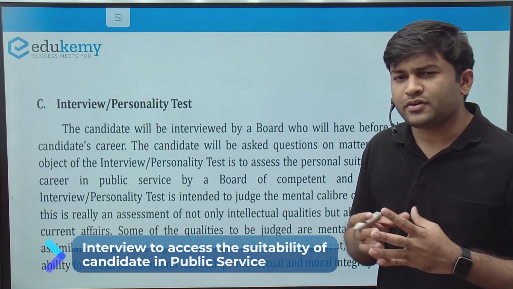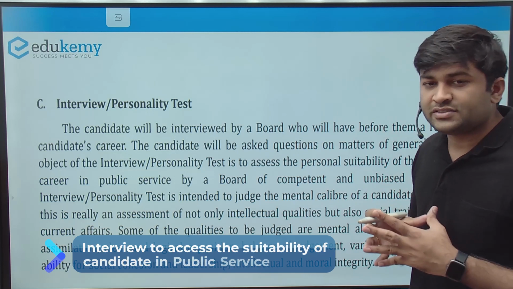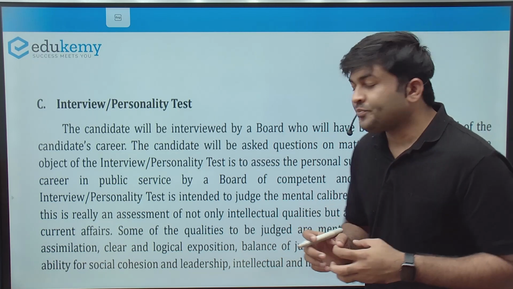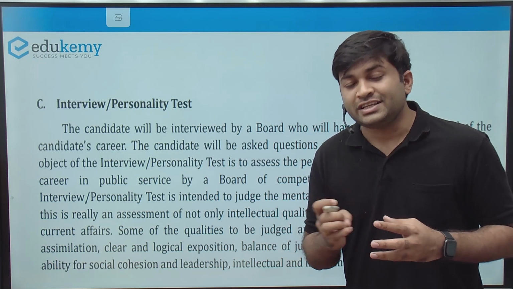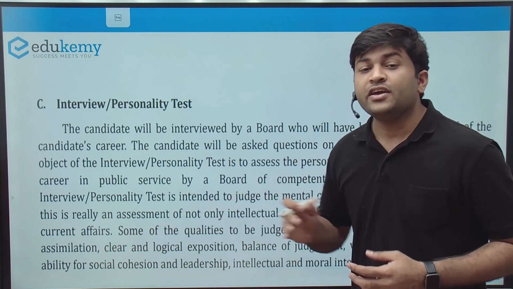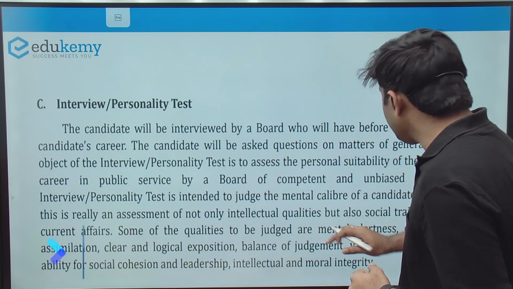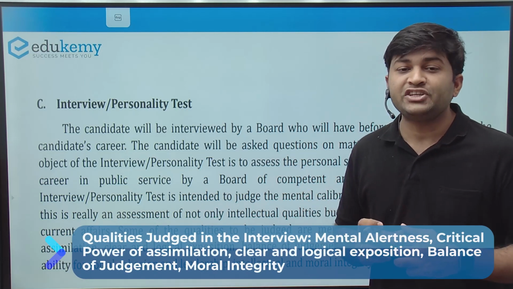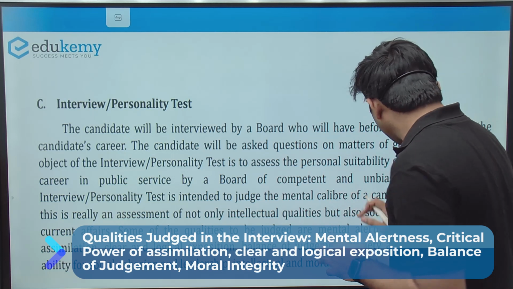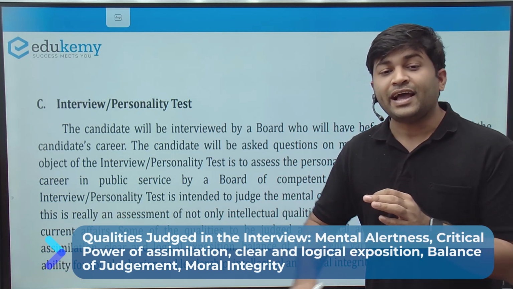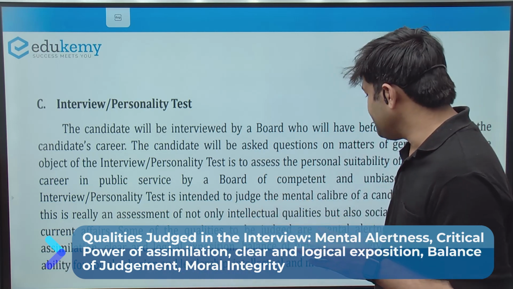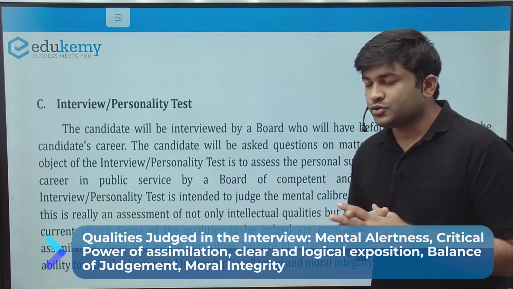by a board of competent and unbiased observers, right? So it is to judge the mental caliber of the candidates. Also in the notification it is given that some of the qualities to be judged are mental alertness, critical power of assimilation, clear and logical exposition, balance of judgment, variety and depth of interest, ability of social cohesion, and leadership, intellectual and moral integrity.